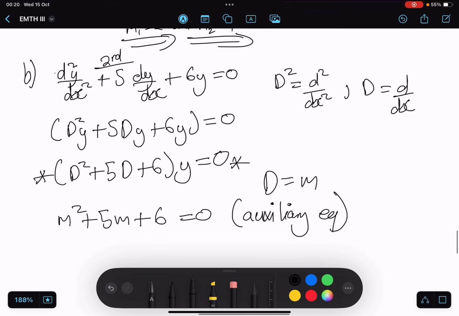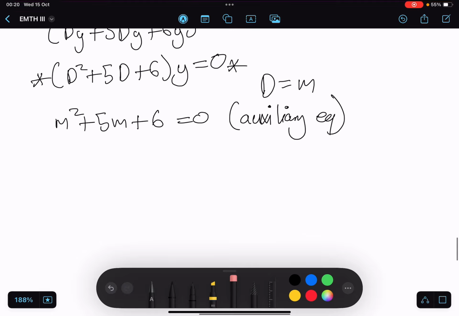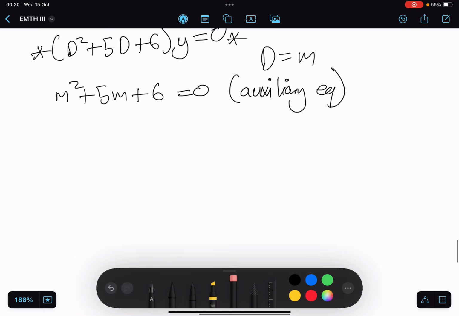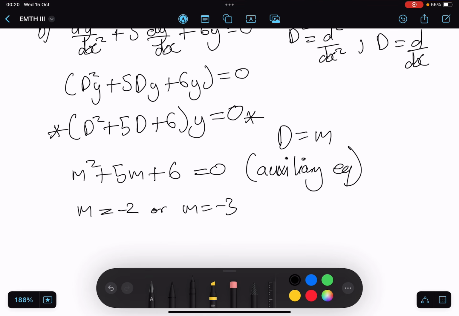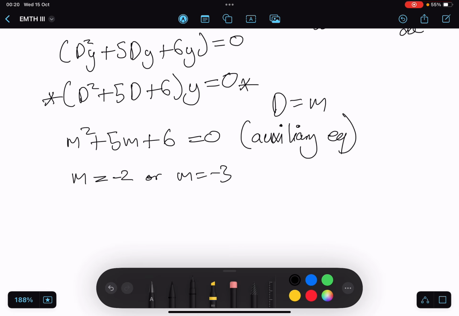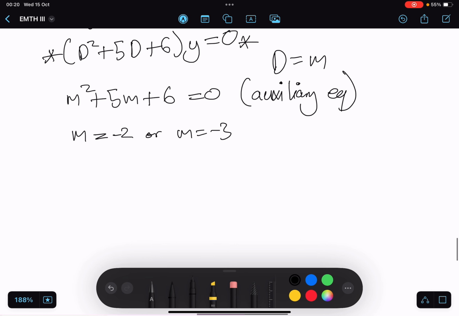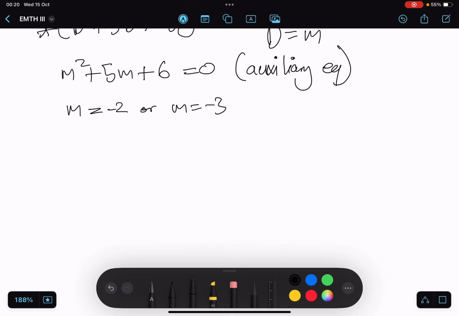So when you're dealing with a homogeneous second order differential equation, it's homogeneous because it equals 0. We need to find the auxiliary equation first, and then we find the values of m. So m equals -2 or m equals -3. Depending on the textbook you're using, some use m as the variable, some use lambda or whatever variable, but this is the basic way of going about it.